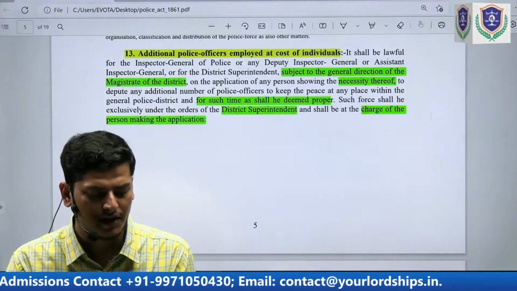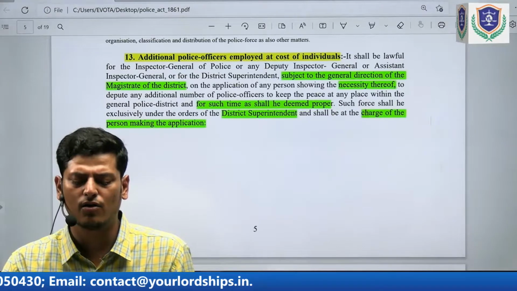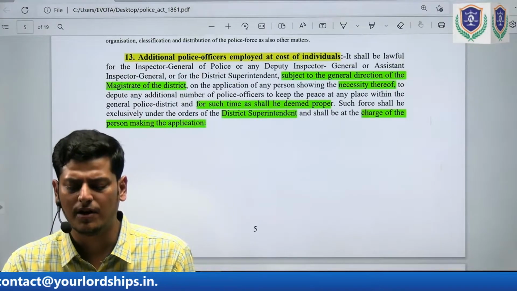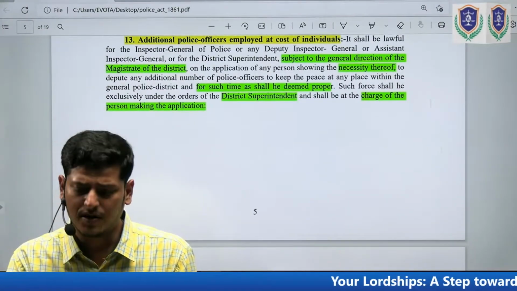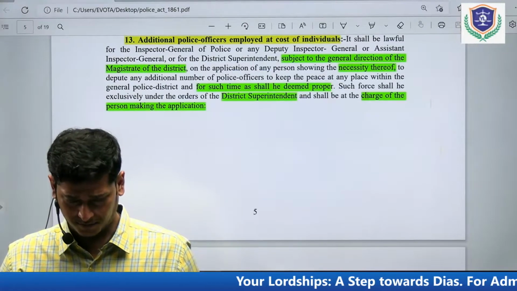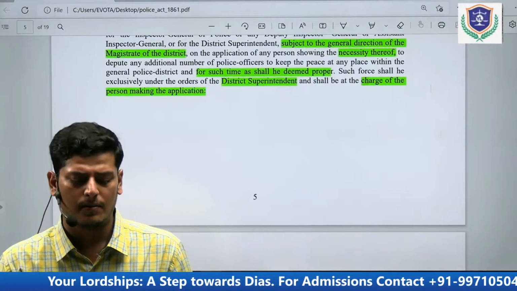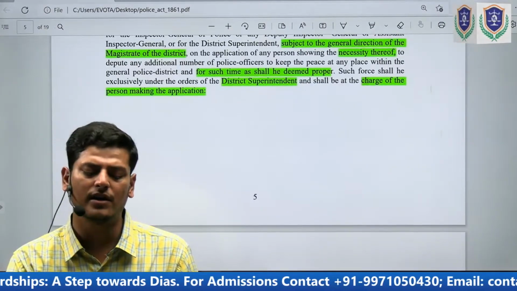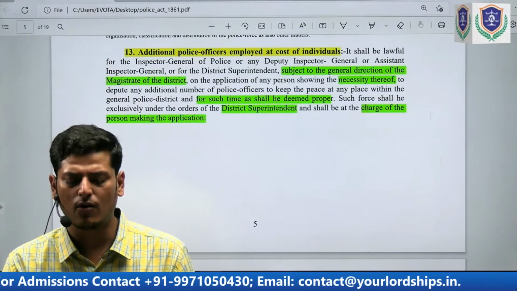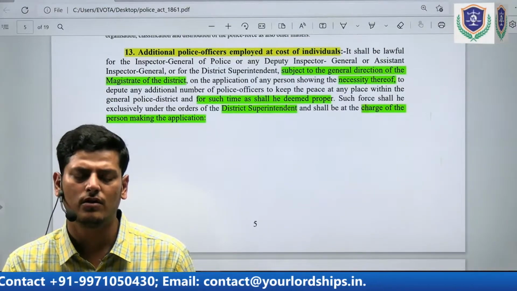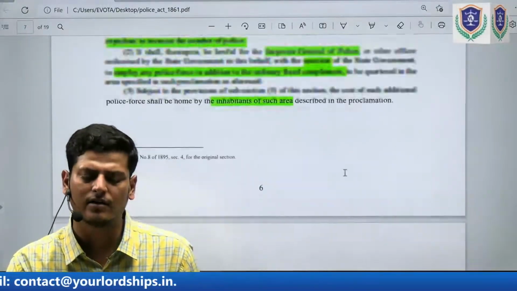So Section 13 है. Section 13 में भी आप देखो, it shall be lawful for the Director General come Inspector General of Police or Inspector General, Deputy Inspector General, Assistant Inspector General or of the District Superintendent, subject to the general direction of the magistrate on the application of any person showing necessity thereof to depute additional number of police officer to keep. मतलब यहाँ Section 13 में क्या था? आप अप्लाई करके एडिशनल पुलिस फोर्स किसी एरिया में अगर रिक्वायर्ड है उसके लिए आप एप्लीकेशन दे सकते हो. एडिशनल पुलिस ऑफिसर्स के लिए रिलेटेड सेक्शन था सेक्शन 13, 14, 15 और 15A भी एक हद तक रिलेटेड है.